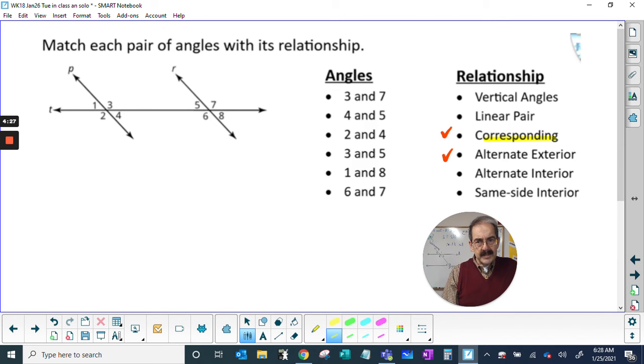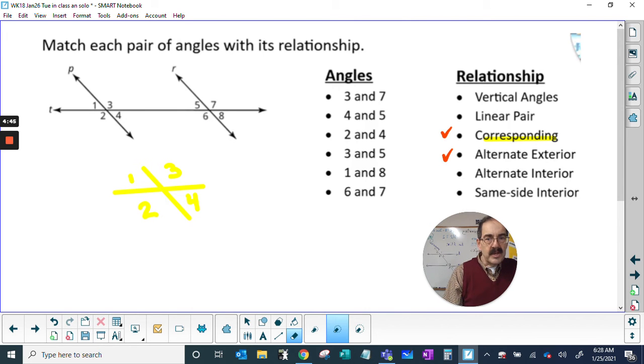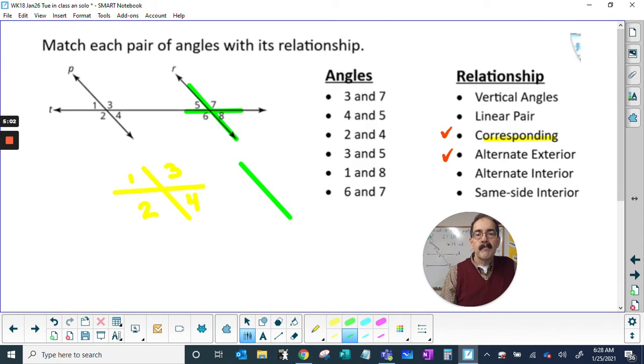Now, the key here is if I take that section 1, 3, 2, 4, and I slide it over, and I slide it, do you see how they line up? See how if I slide this over, it'll be right on top. So now I'm going to have right on top of each other 5, 7, 6, 8. Think of when we were translating.